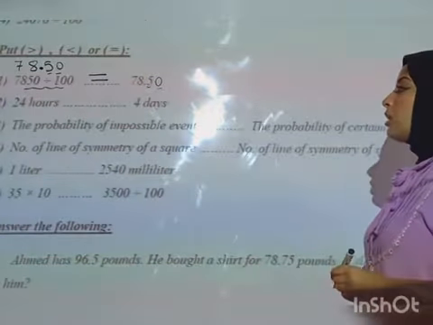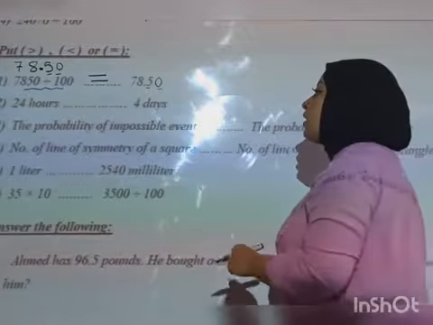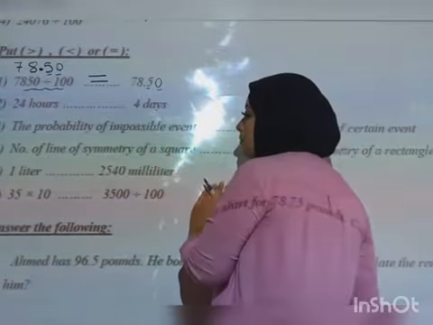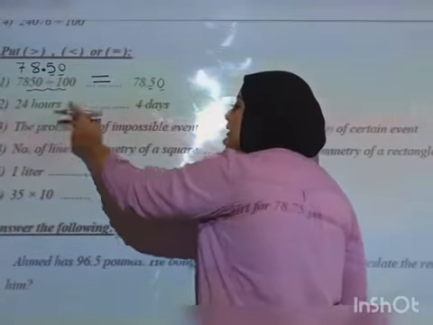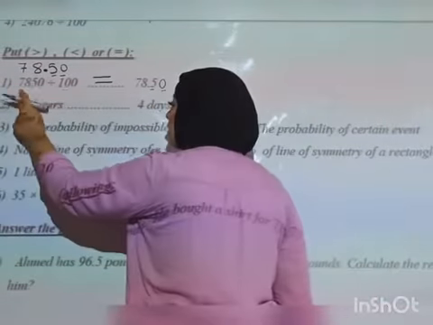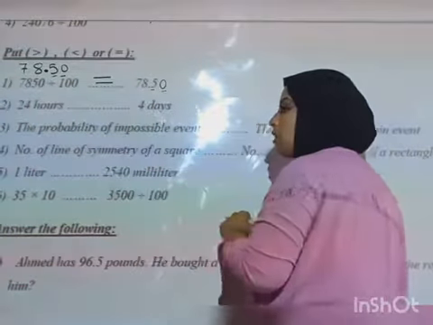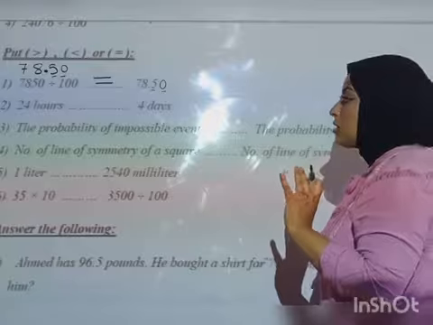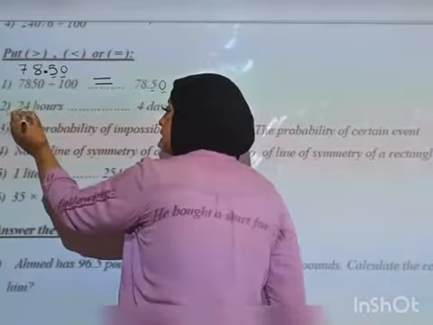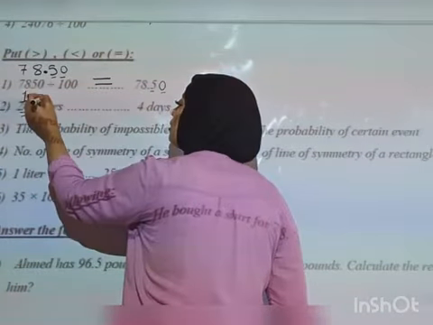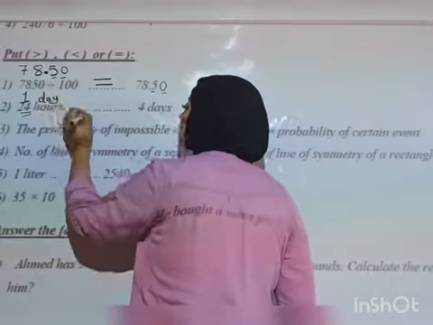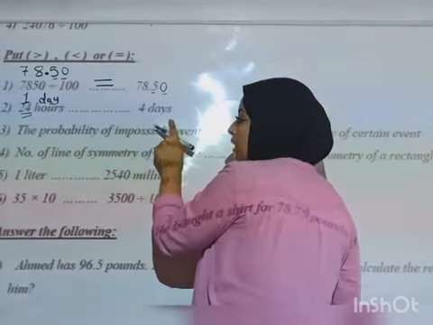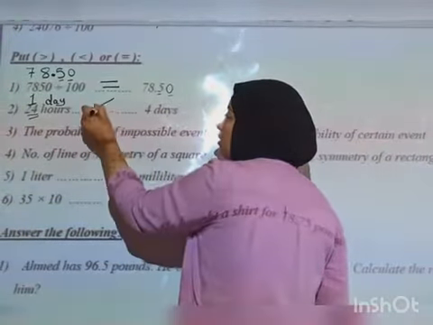Number 2, 24 hours or 4 days. Here hours, but here days. We should make both of them in the same unit. So 24 hours means just 1 day. So which is greater, 1 day or 4 days? It will be 4 days.